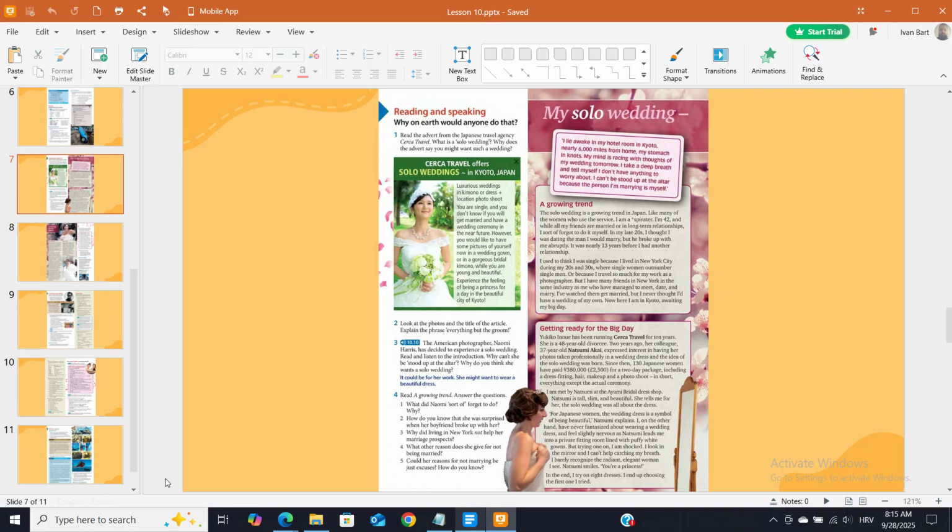The solo wedding is a growing trend in Japan. Like many of the women who use the service, I am a spinster. I'm 42, and while all my friends are married or in long-term relationships, I sort of forgot to do it myself. In my late 20s, I thought I was dating the man I would marry, but he broke up with me abruptly. It was nearly 13 years before I had another relationship.